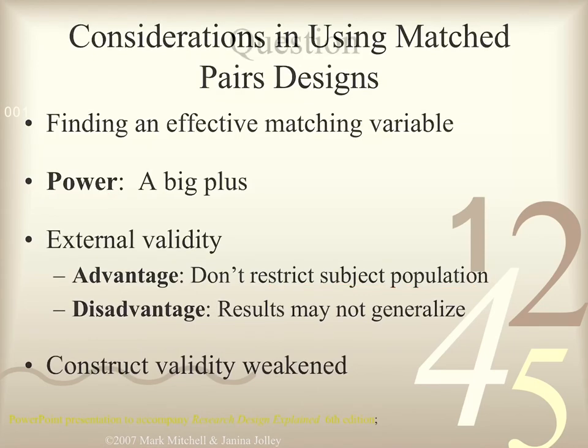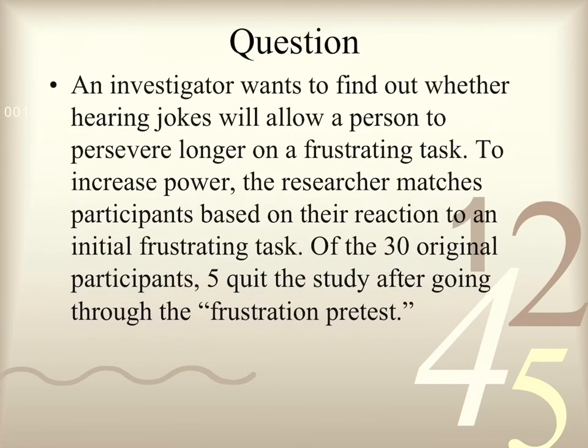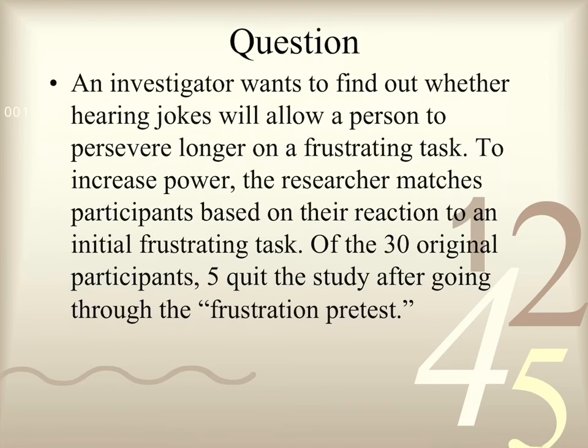Here's my question for you, and we're going to talk about this in class. I want you to imagine this. An investigator wants to find out whether hearing jokes will allow a person to persevere longer on a frustrating task. So to increase power, the researcher matches participants based on their reaction to an initial frustrating task. In other words, they make all these people frustrated to begin with, and they find out what their reaction is. Then they take people who had really strong reactions and they match them. They put one in one group and one in another group. Of the 30 original participants, 5 people quit the study after going through the frustration pretest.